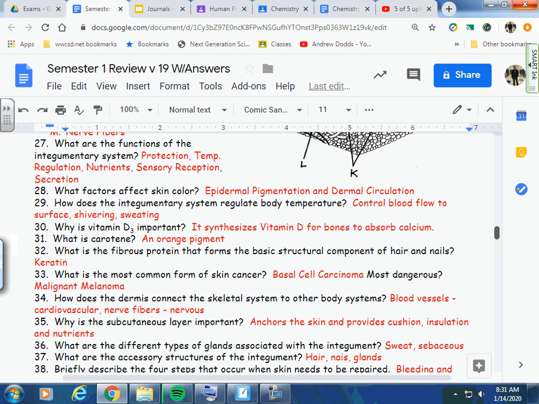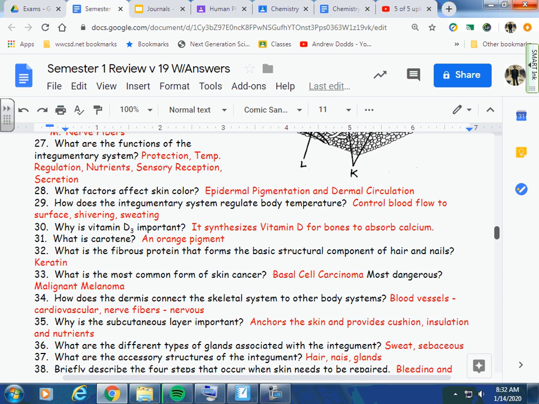27. The functions of the integumentary system: protection, temperature maintenance or regulation, storage and synthesis of nutrients, sensory reception, and secretion. What factors affect skin color? Two factors. In the epidermis, it's the pigments like melanin, and in the dermis, it's circulation. So if we have more blood flow, it's going to be a darker, more reddish appearance. Less blood flow would be more pale.